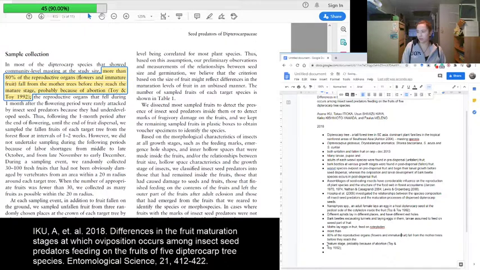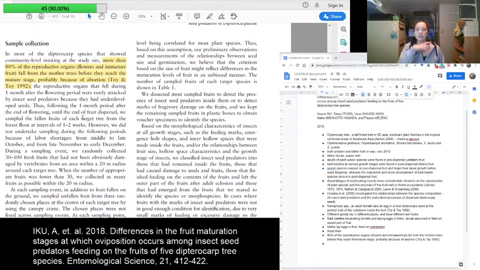Oof, my head hurts a bit. That's referring to the same paper by the looks of it. So I put it there twice and I'll know, okay, that's a good paper to look at that sort of stuff. So the reproductive organs that fell during 1 month after the flowering period were rarely attacked.